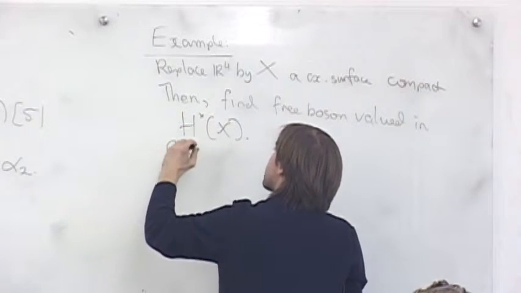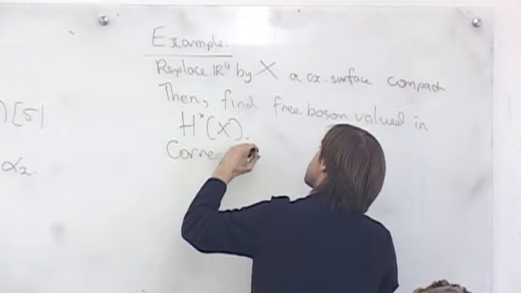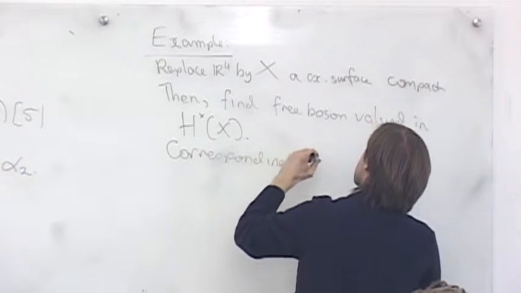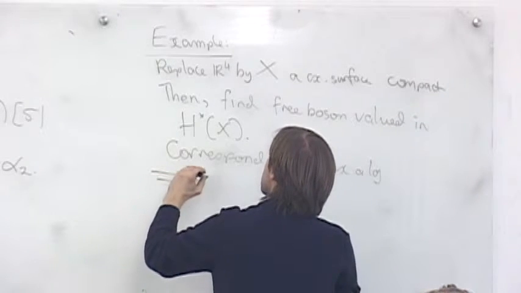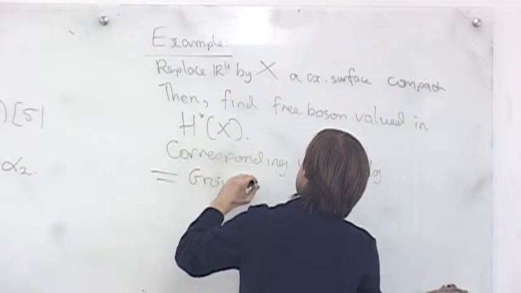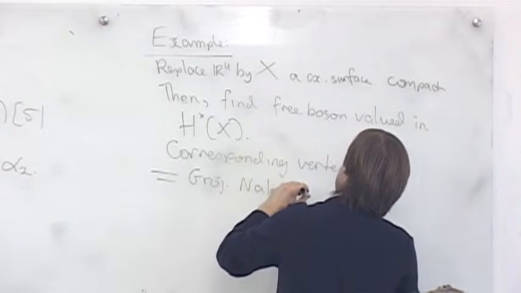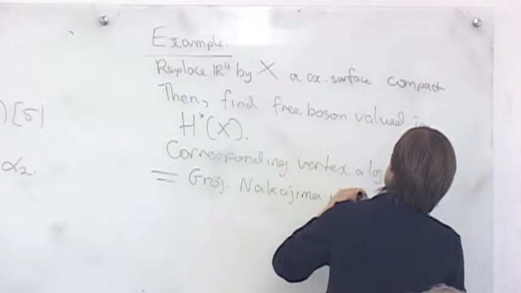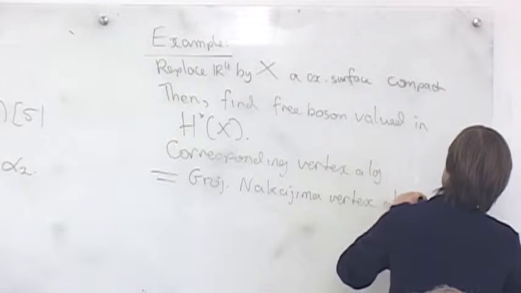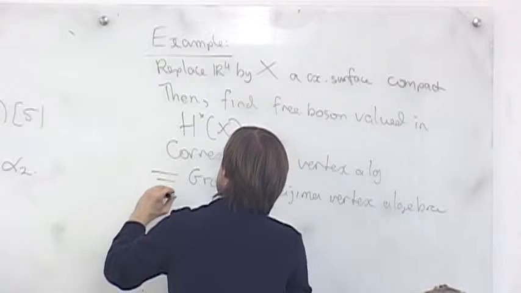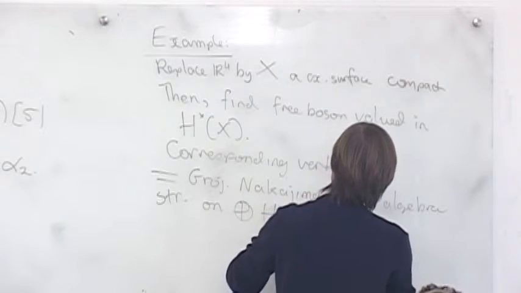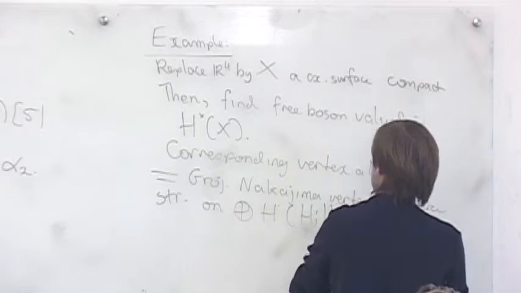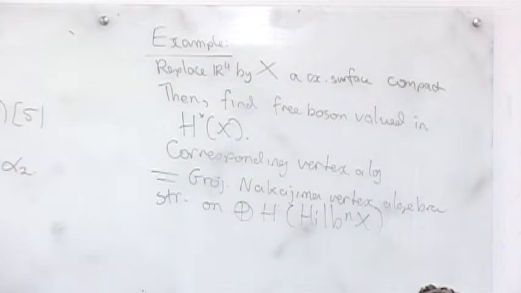The corresponding vertex algebra is equal to the one considered by Grojnowski and Nakajima. Vertex algebra structure on the direct sum of cohomologies of Hilbert schemes of n points on X. So is this like a free chiral boson? Yes, free chiral boson.